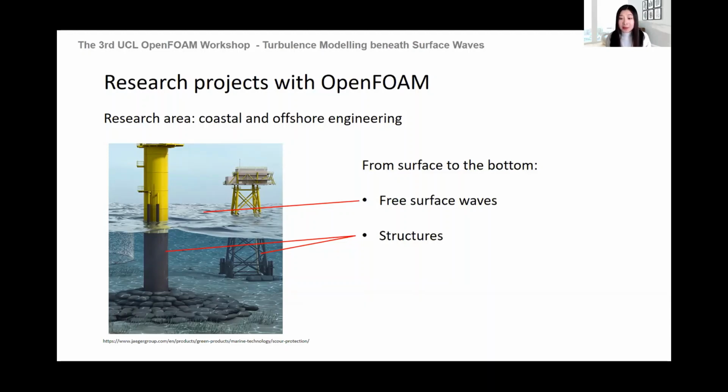Further down to the sea bottom, we have the seabed soil. With the waves and the current passing around the structure foundation, it can cause scour. Scour is basically the soil sediment being transported away by the flow and causing a scour hole around the foundation, which affects the foundation stability. Here, the stones you can see are for the purpose of scour protection. And regarding these problems, I'd like to first show you some interesting examples of my research work performed with OpenFOAM.